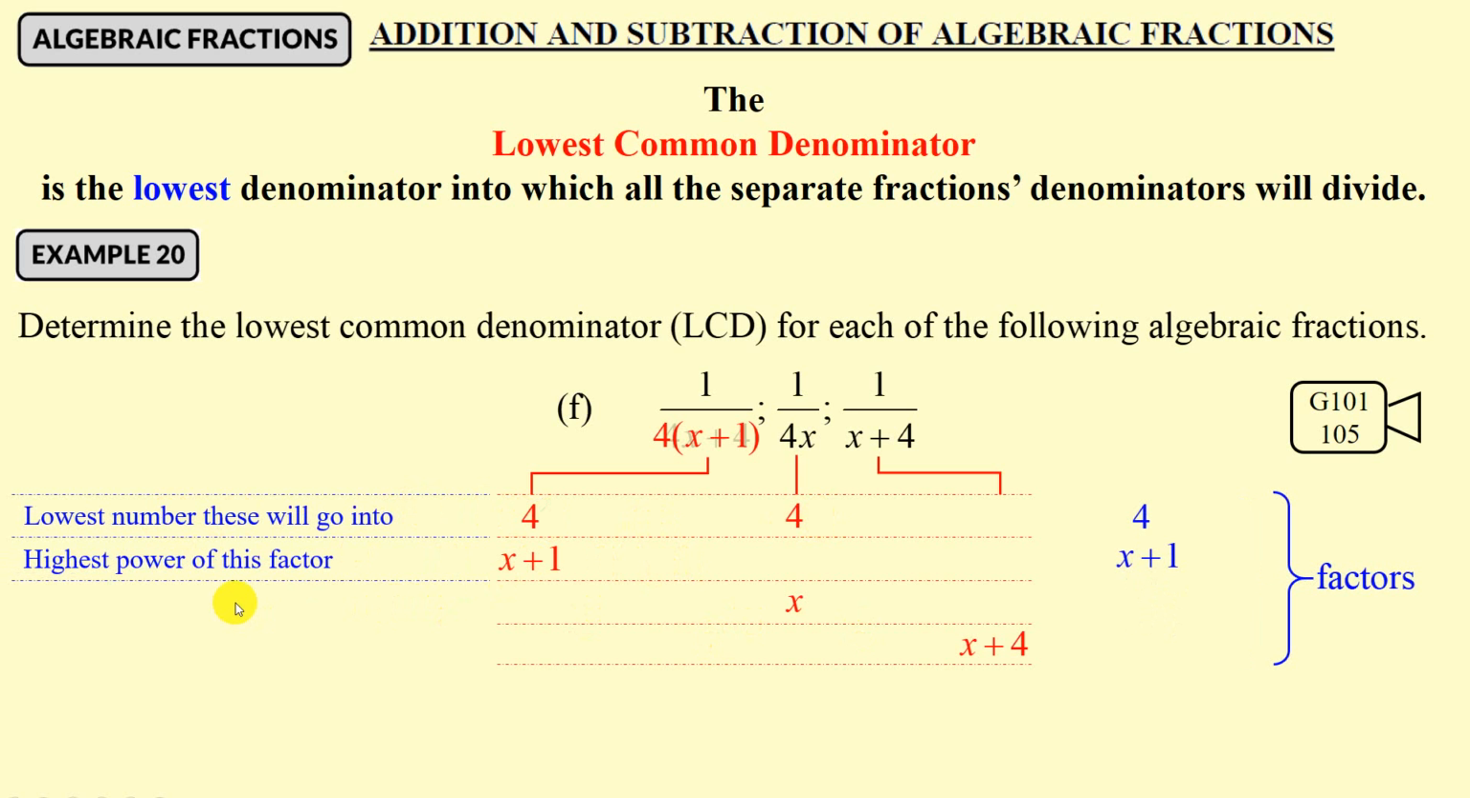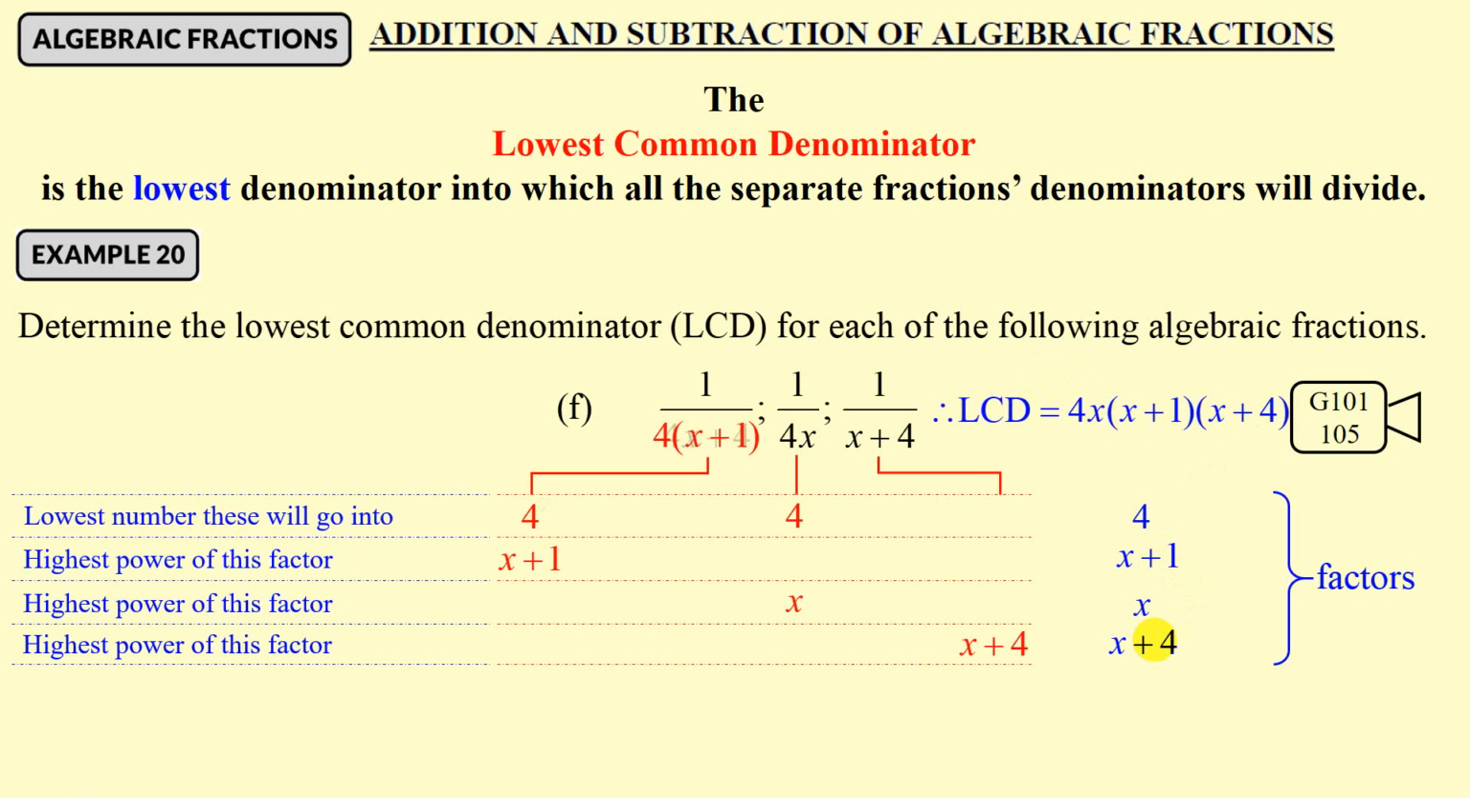Lowest number, everything in this row will go into x, and sorry, I've been saying lowest, I mean highest. And highest power of this factor, there it is there. It is the lowest that these will go into though. So it's the highest power, but we're looking for the lowest common denominator. Now we multiply those together. I'll change the order for neatness. I'll say 4x, x plus 1, x plus 4. Just for neatness.